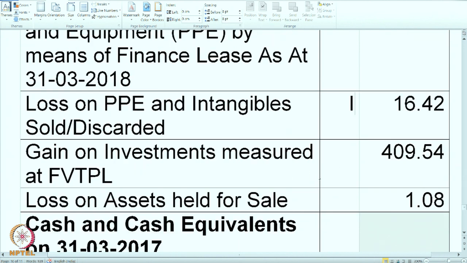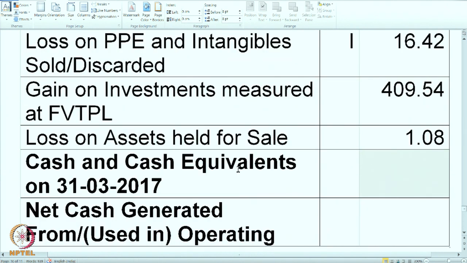Gain on investments measured at FVTPL, that is by fair value calculation. The investment shows some gain, but not a cash transaction because it is not a sale of investment. So we will ignore it.